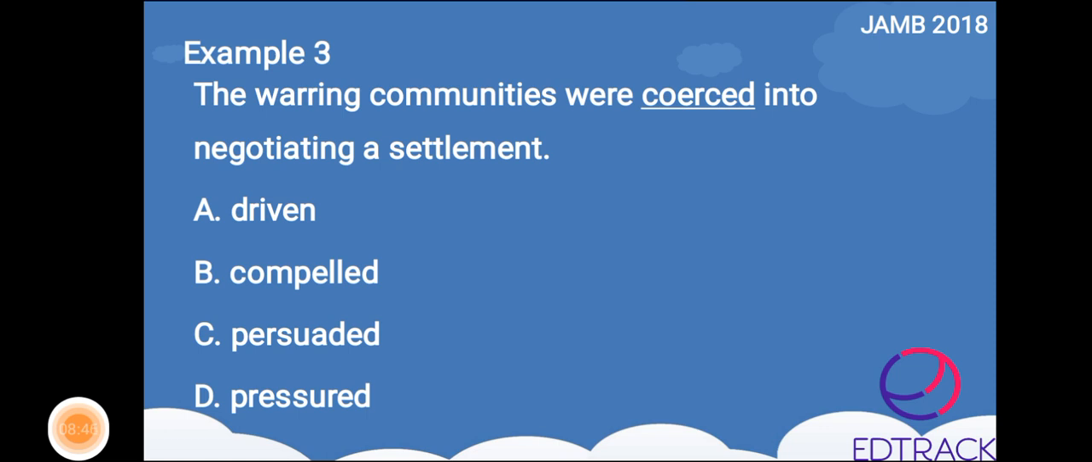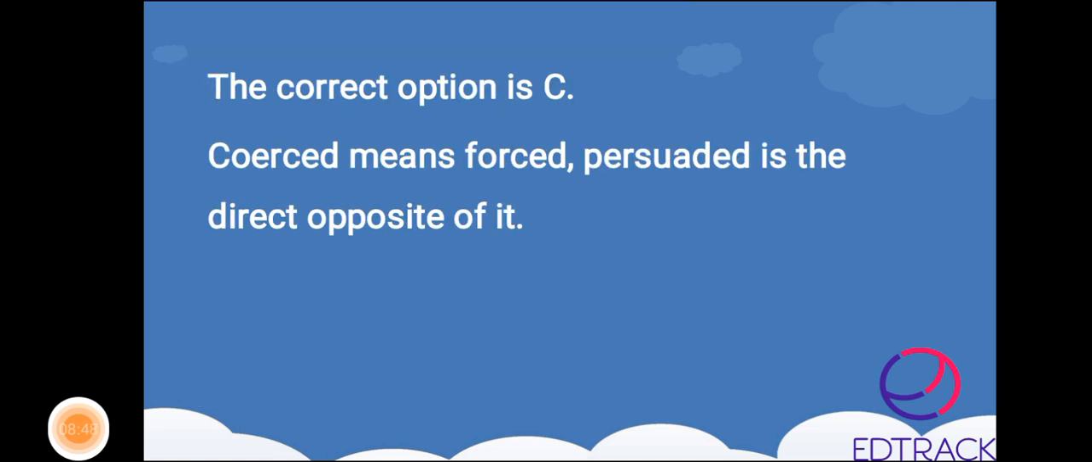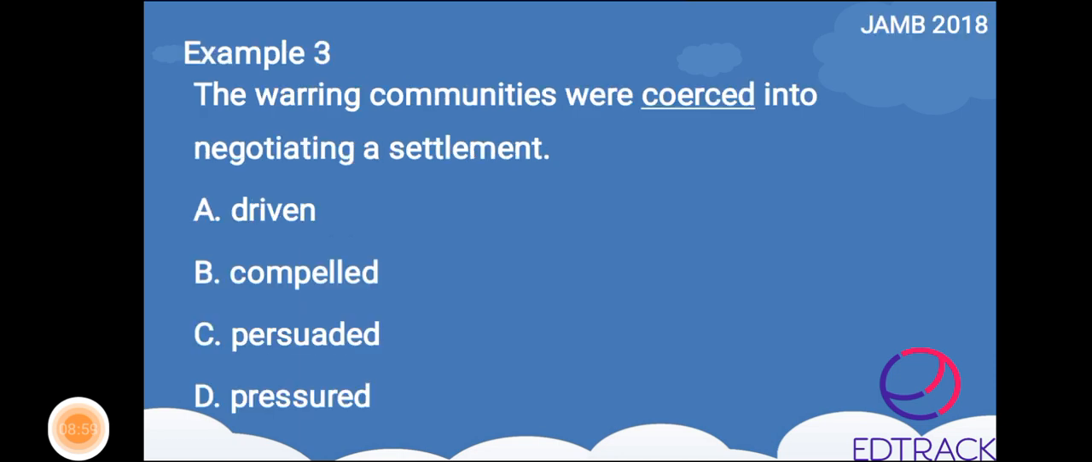So let's see what we have on the next slide. Our correct option is C. Coerced means being forced, and persuaded is the direct opposite of it. So option C is our correct answer.